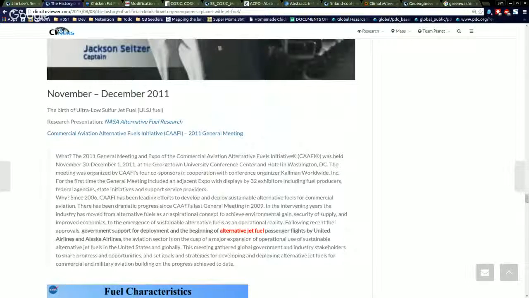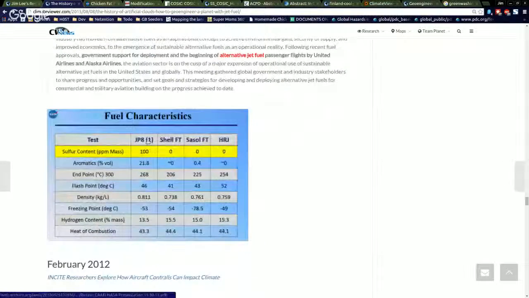The birth of ultra-low sulfur jet fuel. This is NASA Alternative Fuel Research. It's called CAAFI, Commercial Aviation Alternative Fuels Initiative. And you can see right here, the JP-8 has 100 on the sulfur, and then they've got these no sulfur, ultra low sulfur, zero sulfur fuels. These are the ones they're going to use on takeoff that we talked about at the beginning of the video. We want to use biofuels so that we kill less people around airports. And then when we get up into the air, we're going to use the other gas tank, because there's more than one tank in these planes, and we're going to use the high sulfur content fuel when we're up there.